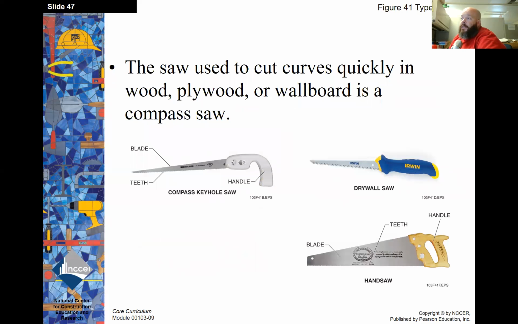Okay, the saw used to cut curves quickly in wood, plywood, and wallboard is a compass saw. So a compass or keyhole saw is shown down there. This can be used to cut circles in wood, plywood, or wallboard. Also, they have a drywall saw that works really well for cutting circles in drywall. And then a hand saw below.